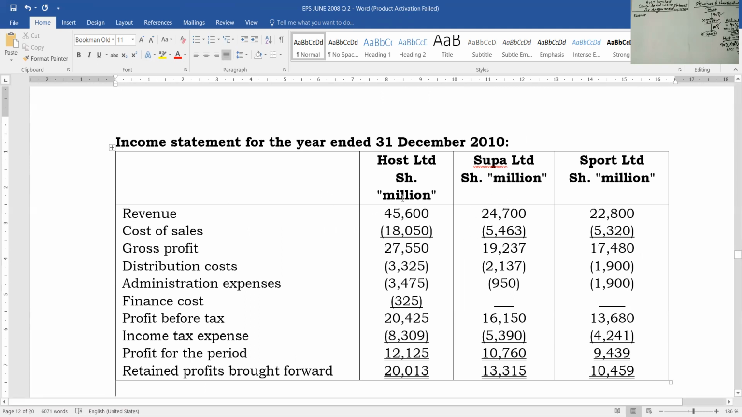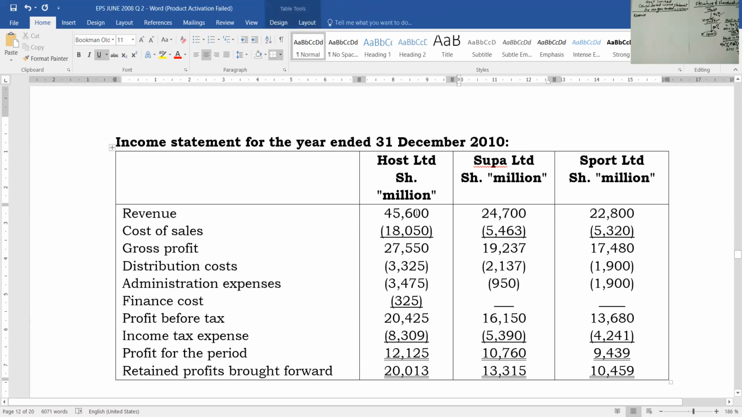So in order for host to consolidate super and sport, you take the revenue. You take 45,600, add 24,700, and add 22,800. You add the three because all of them are group members. We don't have an associate or a joint venture. Then you do the relevant adjustment. Under revenue, we subtract intergroup sales. The intergroup sales you need to subtract here is the one which occurred in the current year, that is in the year 2010.